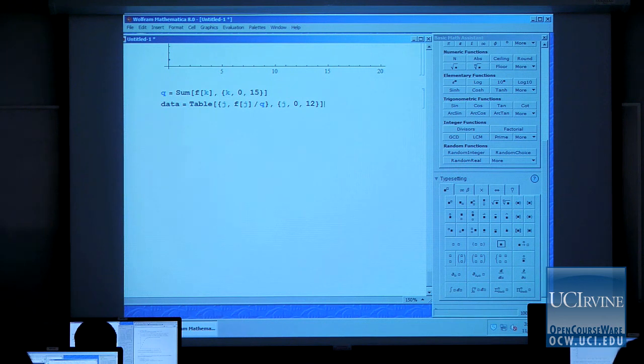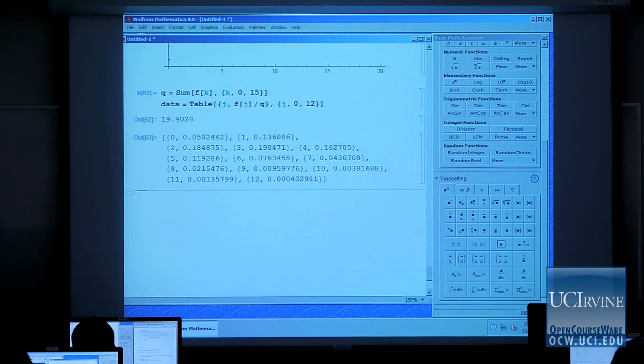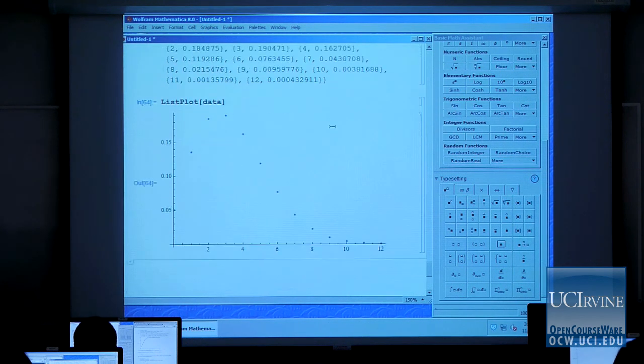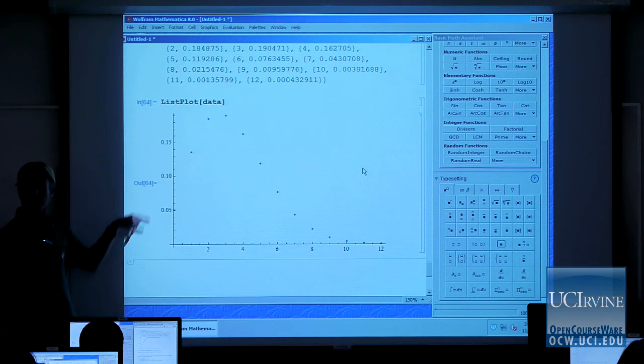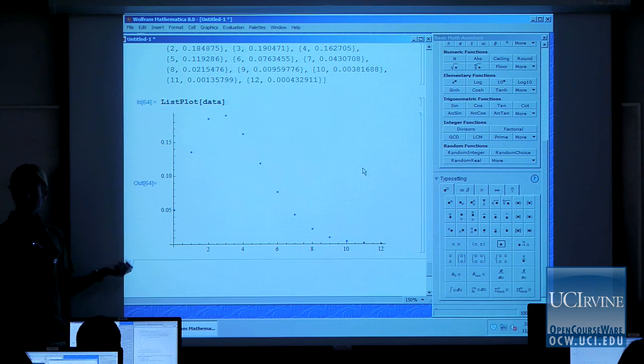So let's go ahead and enter that. And then lastly, what I'll do is plot the populations as a function of j. So ListPlot, plot data. Okay? So now what this is, is the probability of finding HCl in the jth level.